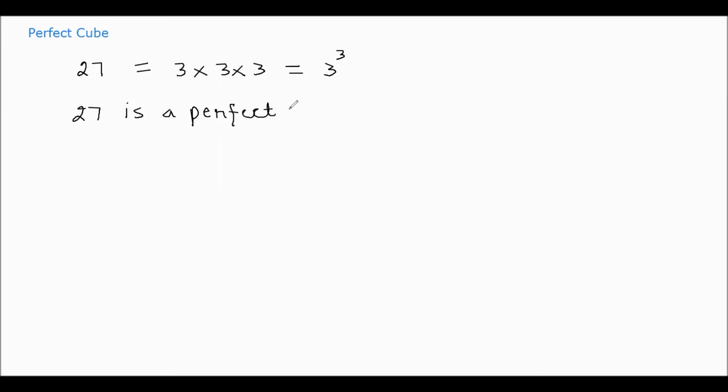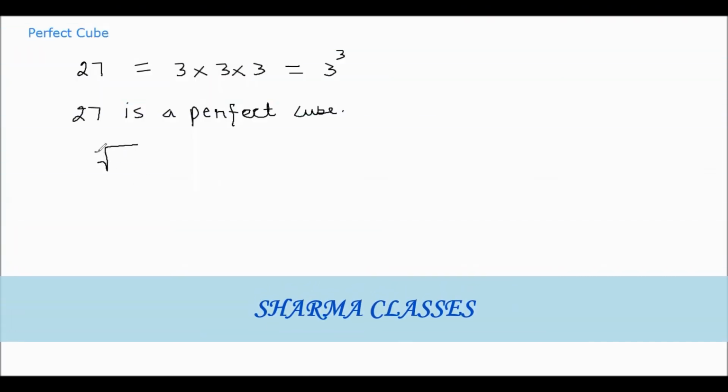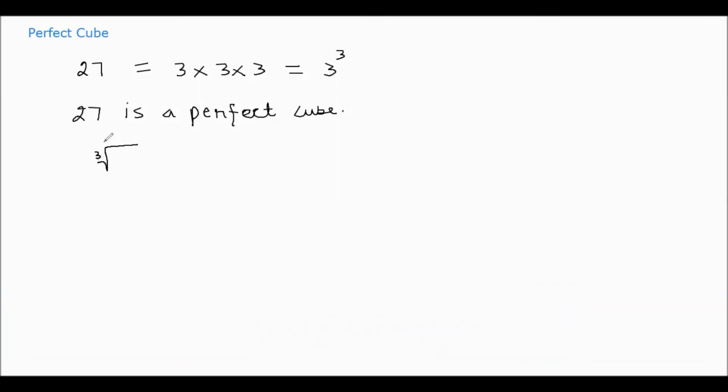27 is a perfect cube, which can also be denoted as... this was the symbol of square root, but if I write a small 3 here, then it will be cube root. This symbol is known as cube root. So I'll read it, cube root of 27.